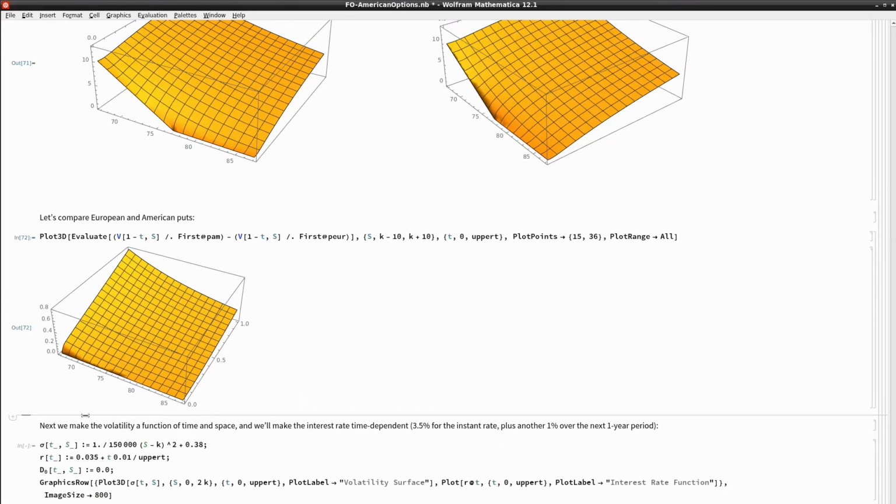So our penalty method really seems to have worked. We have computed our values with the penalty version for the American put PDE.